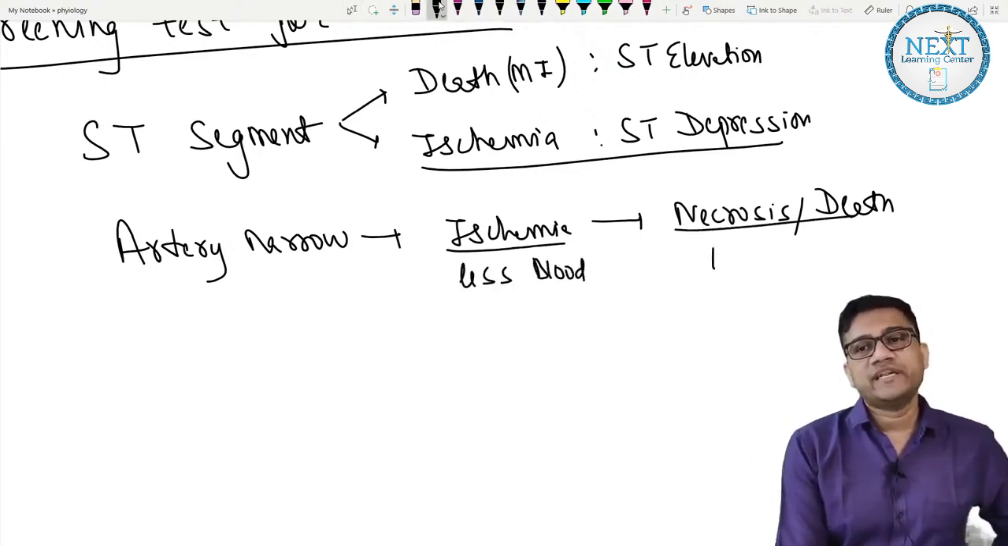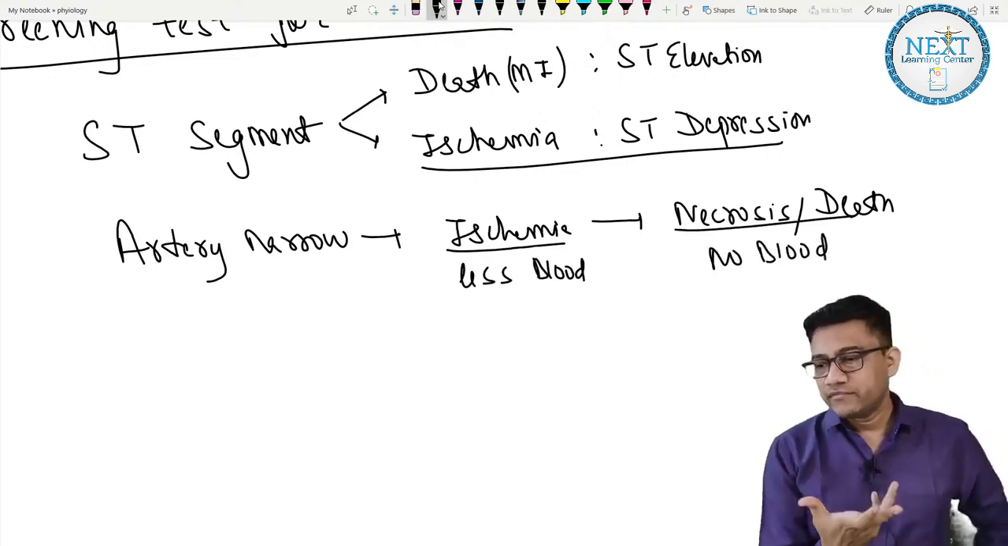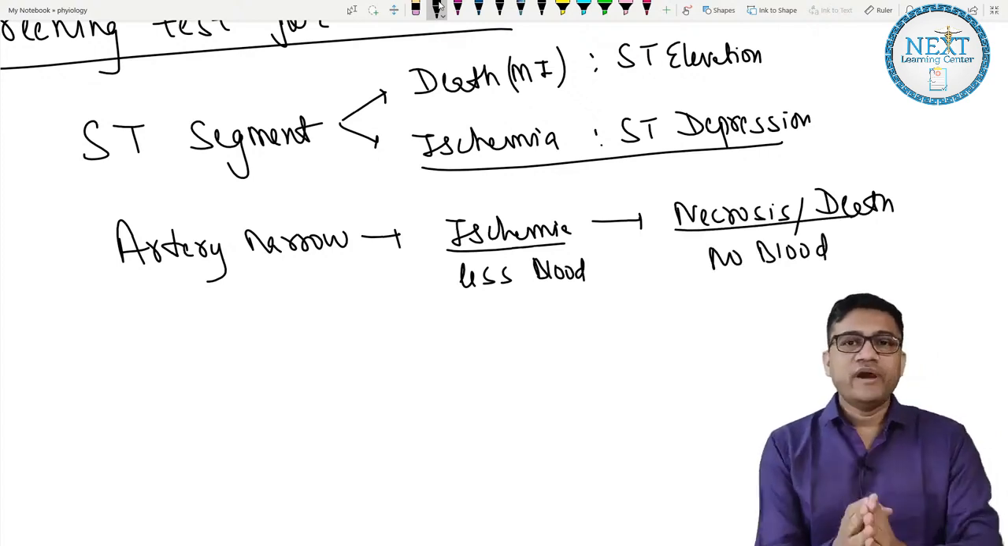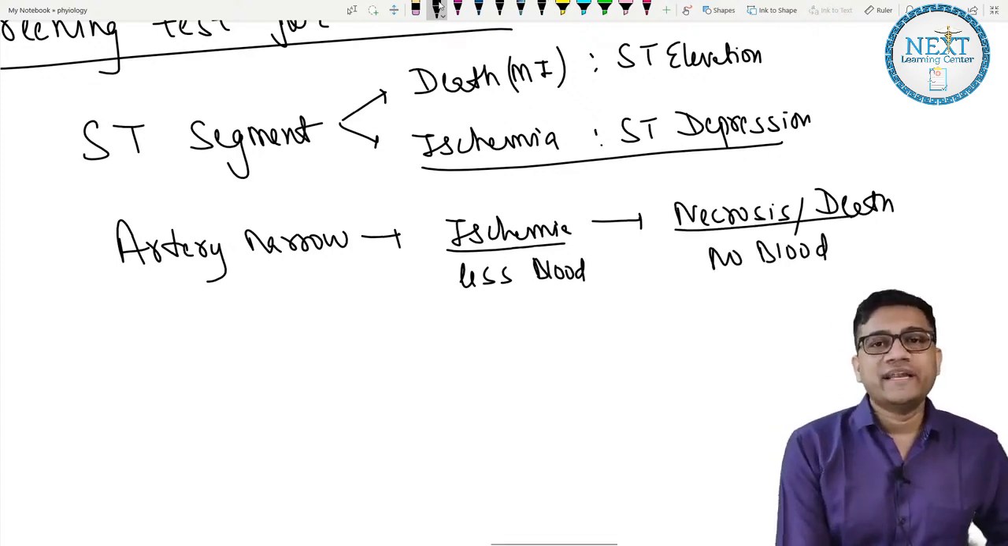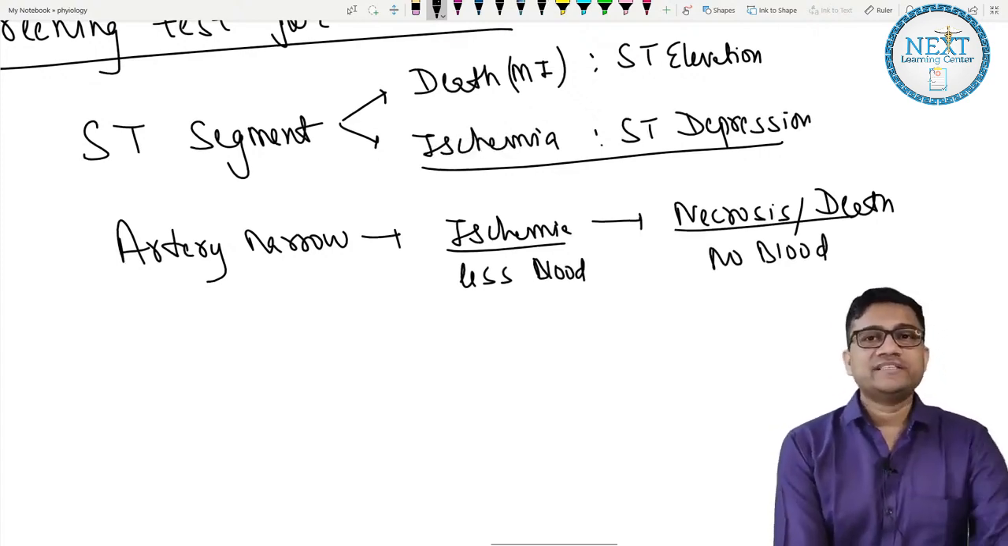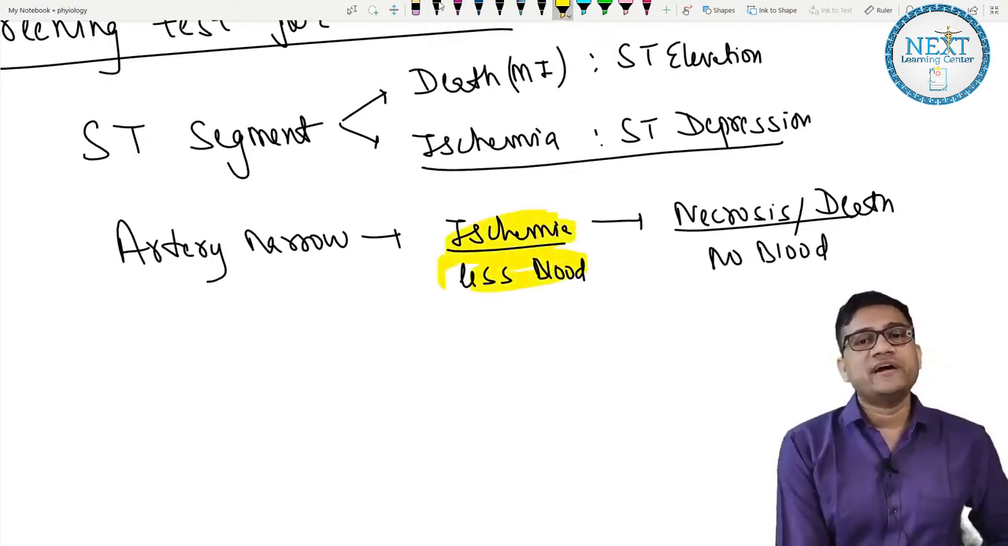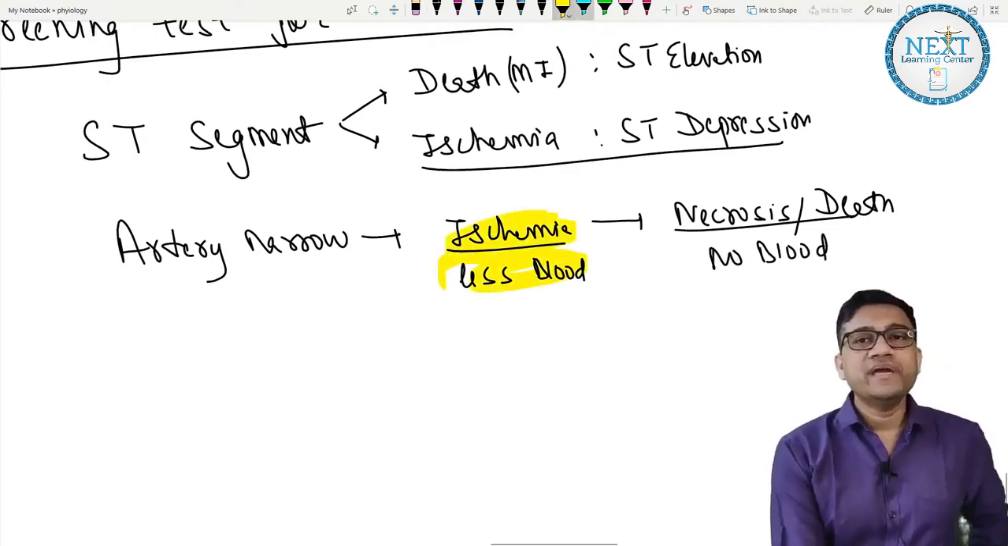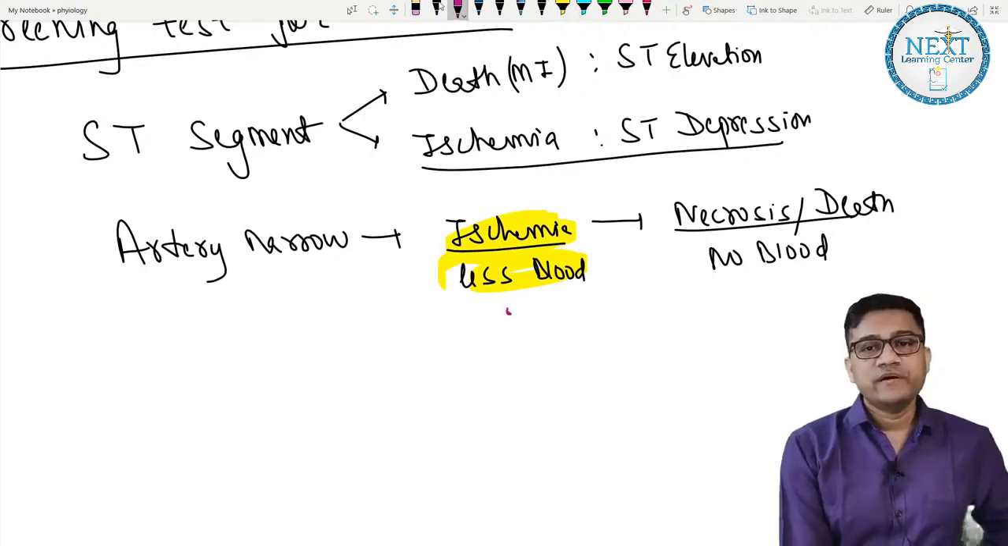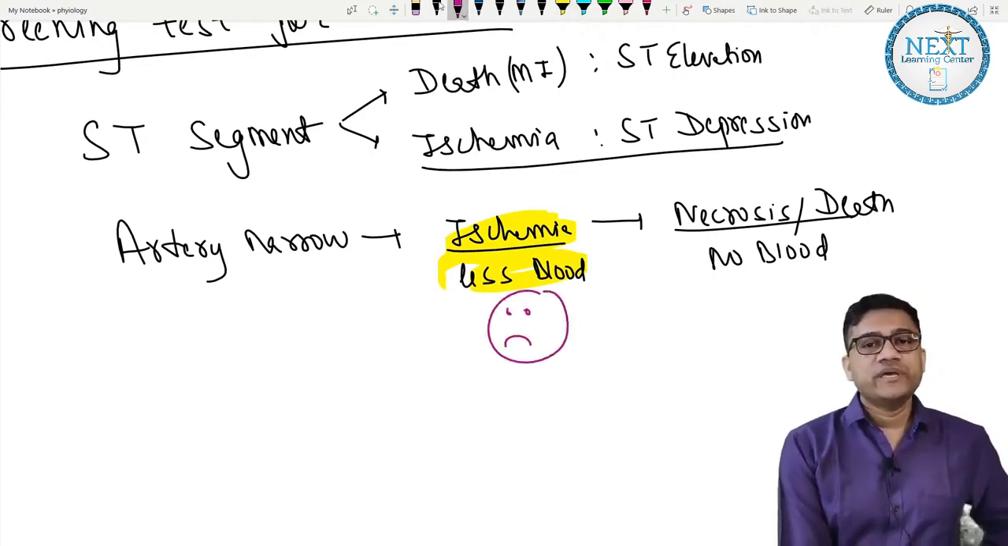And when is the death occurring? No blood flow. So how will you remember? Very easy, my technique. When a person is having less income, not getting money, food, he would be depressed. So he is depressed.